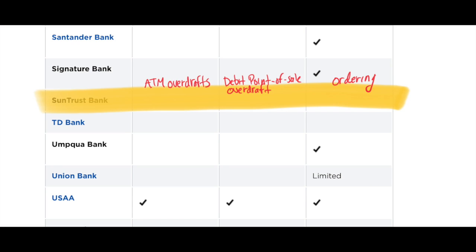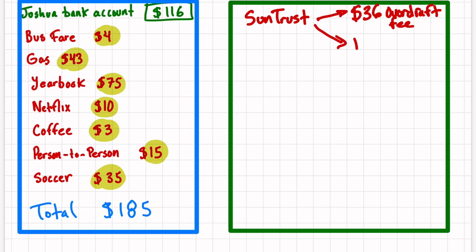And then the second chart doesn't have check marks, so that means that I do get charged for using the ATM if I don't have enough money. And I also get charged a fee every time I use my debit card.